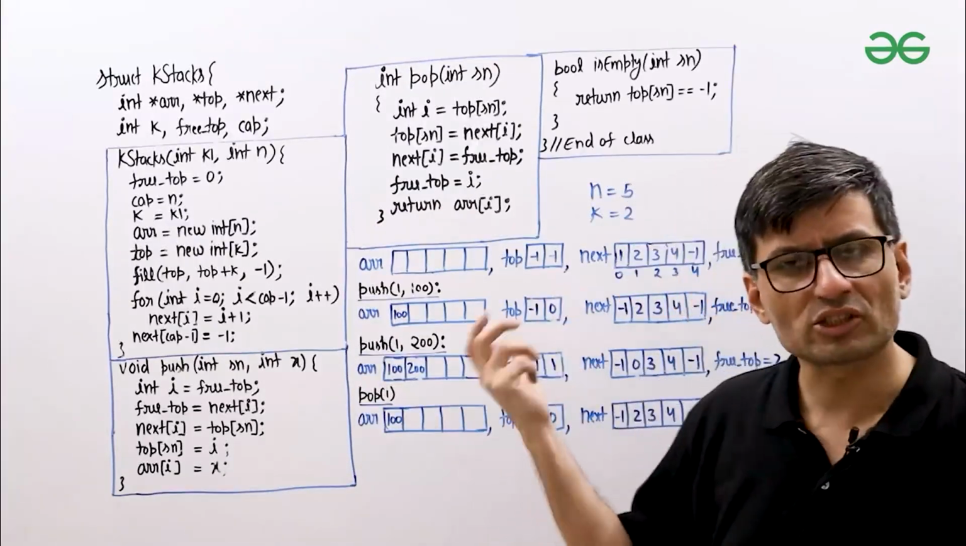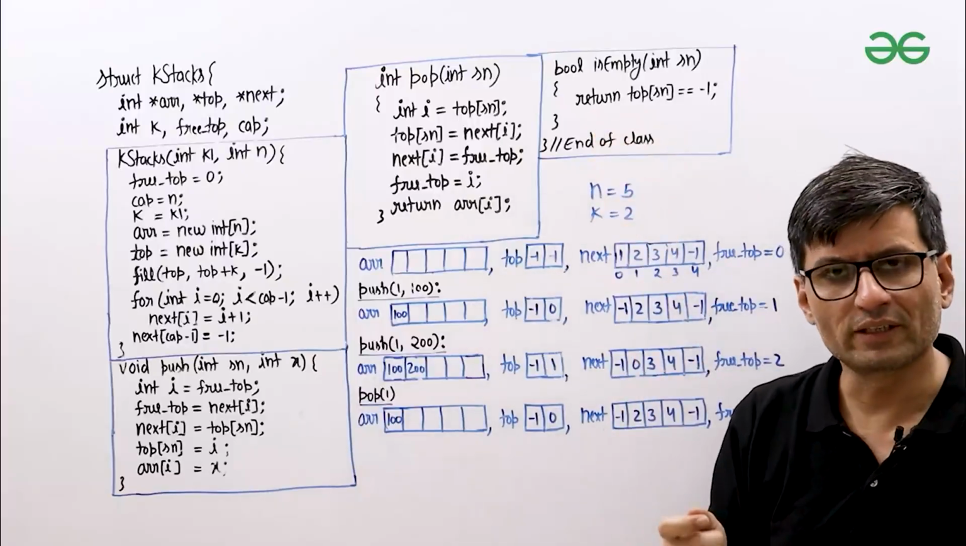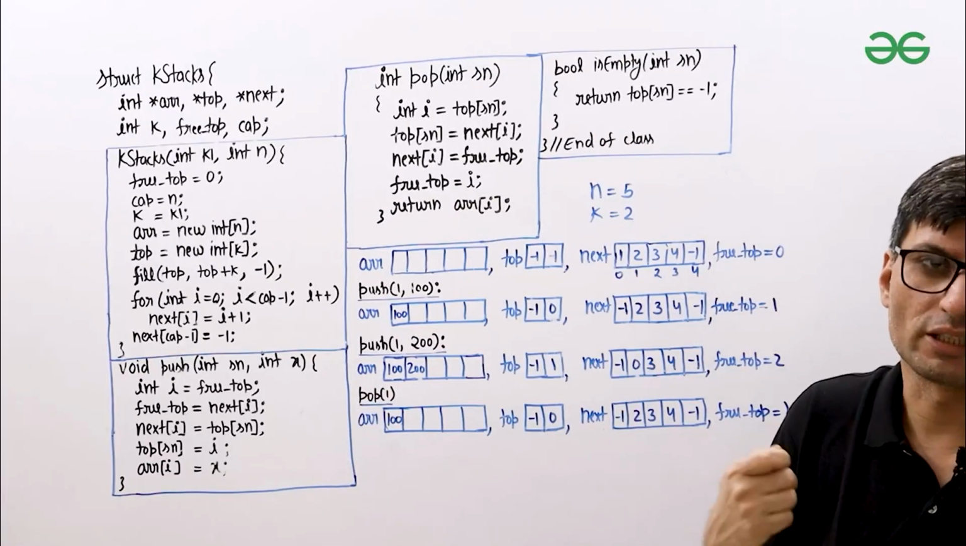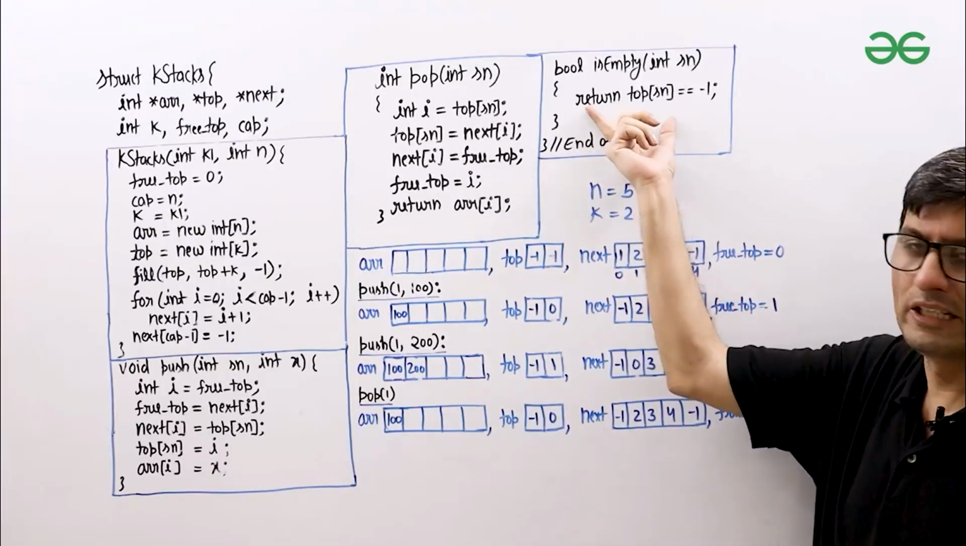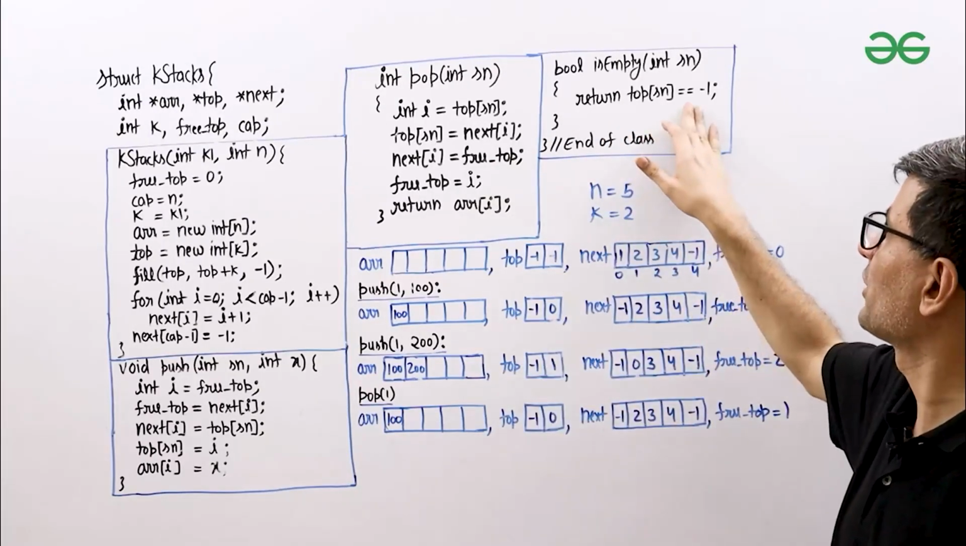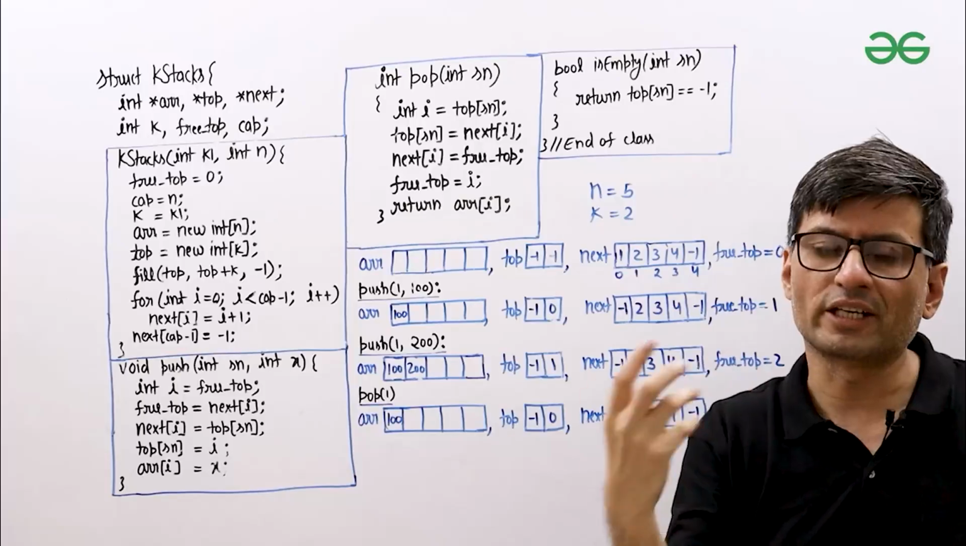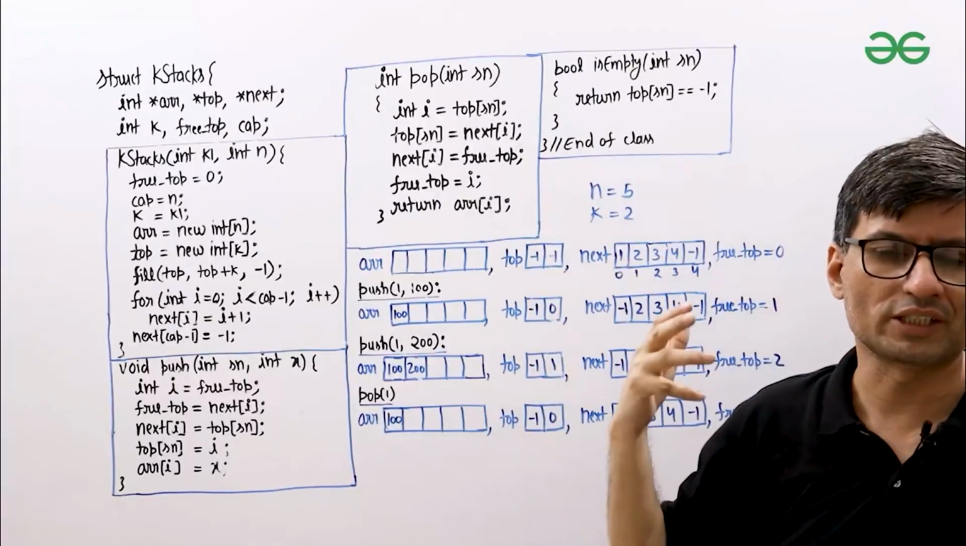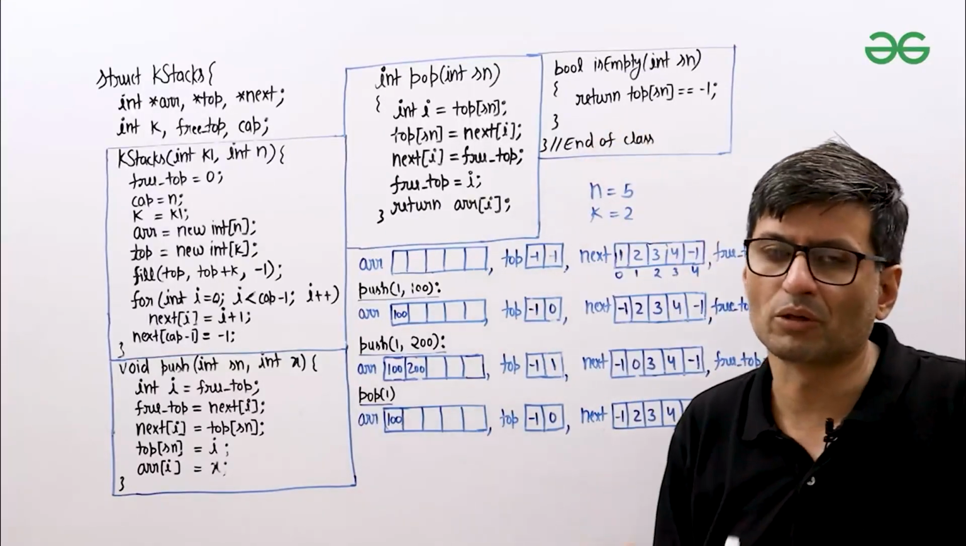Let's quickly see our last operation, which is isEmpty. Given a stack number, we need to find out whether it is empty or not. So this function is really simple. We just need to check if top of Sn is -1 or not. If it is -1, then the given stack is empty. Otherwise, it's not. So it's again a simple big O of 1 operation.